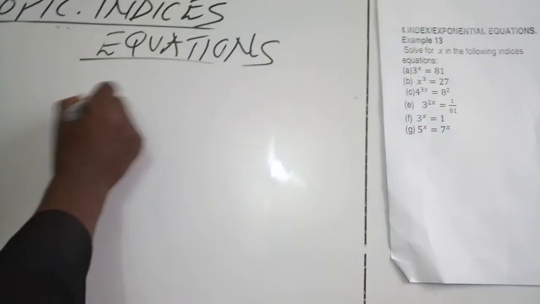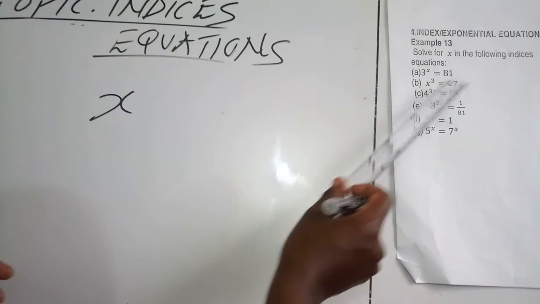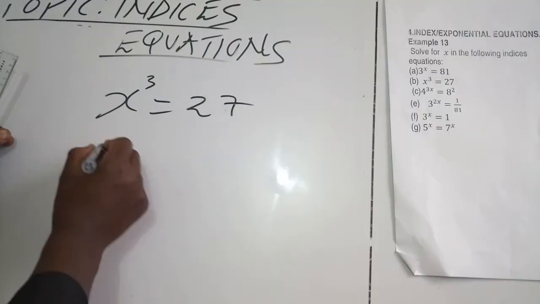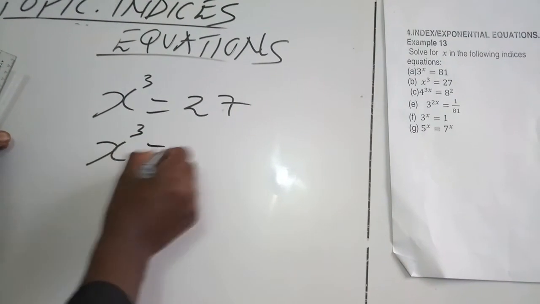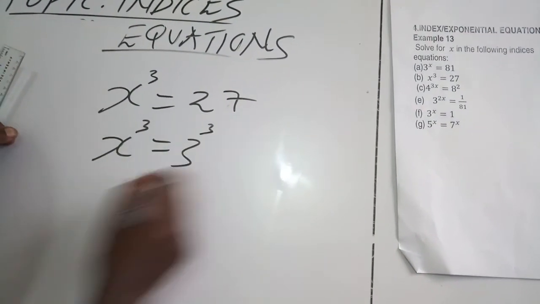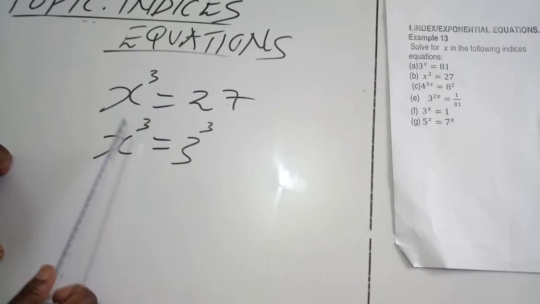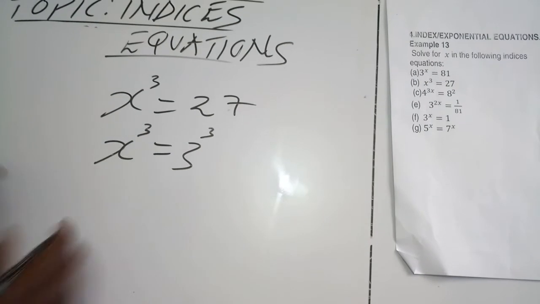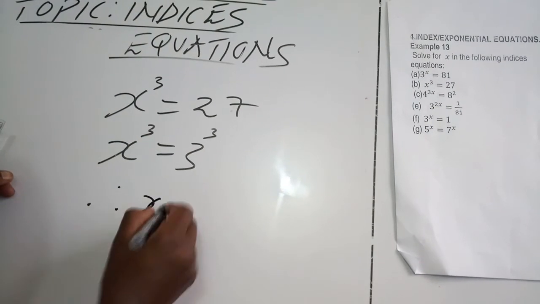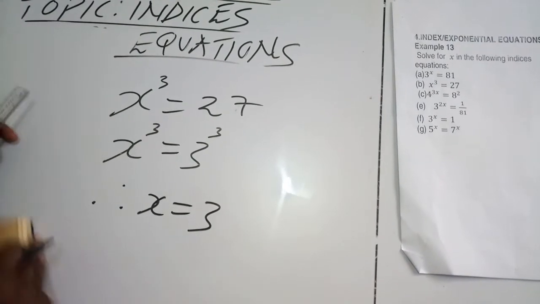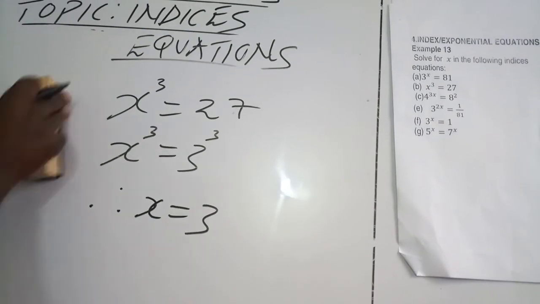We go to equation number 2. What do we have? x cubed is equal to 27. So here we shall have an argument which is the reverse of the previous argument. Whenever you have similar powers, what do you do? Equate the bases. Therefore, x is equal to 3.